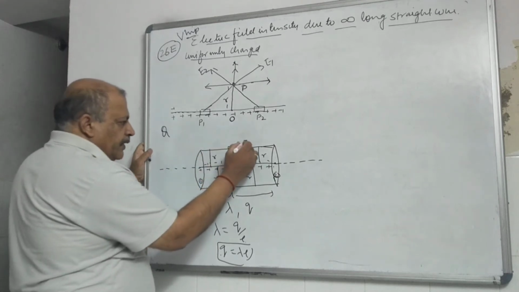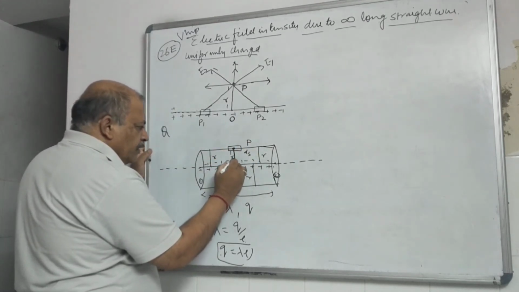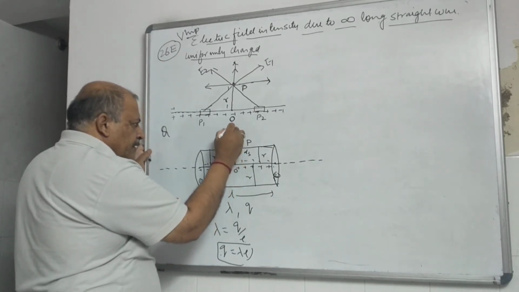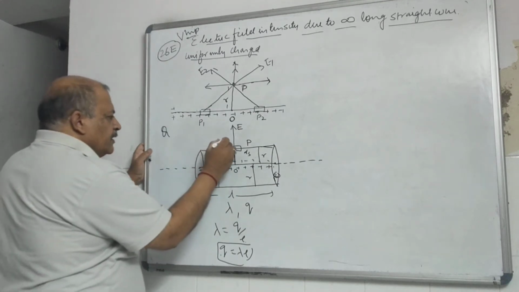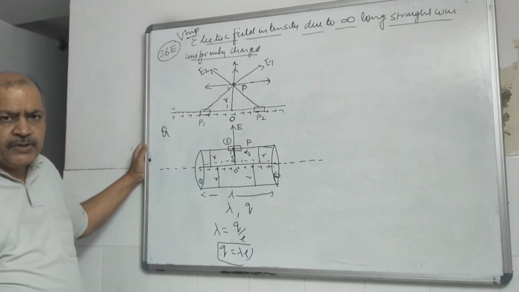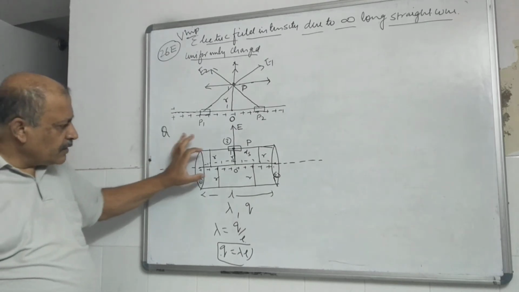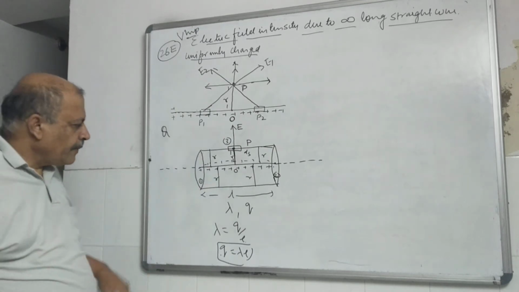This is the point P, right? And what is the net direction of electric field? It is this. So this is the third surface. So three surfaces will contribute to the flux: the circular surfaces and the curved surface.